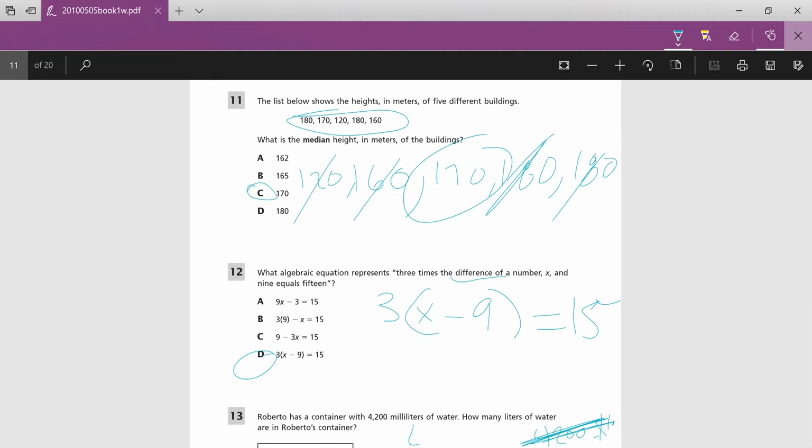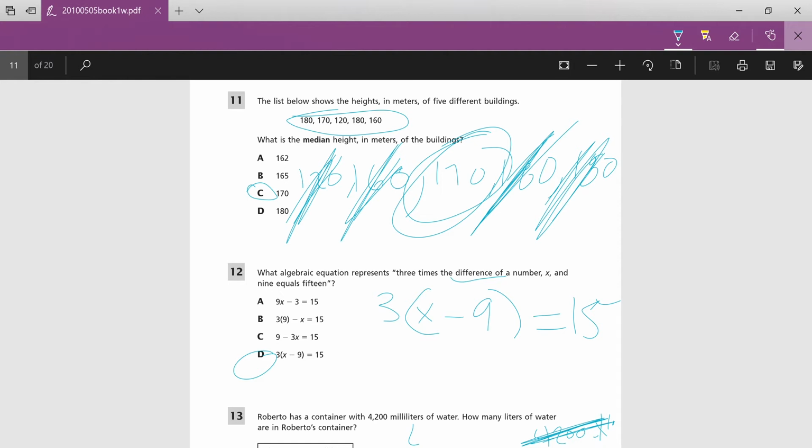The list below shows the heights in meters of 5 different buildings. What is the median height in meters of the building? Again, this is a question that we didn't go over because you're not going to be tested on it again. What you do for median is you simply order your numbers from least to greatest and then start crossing them out in pairs. So I would cross this one out and this one out as a pair. Then we have this one and this one. And then what's left over is 170, and that is your median or middle value of all the heights in that set.